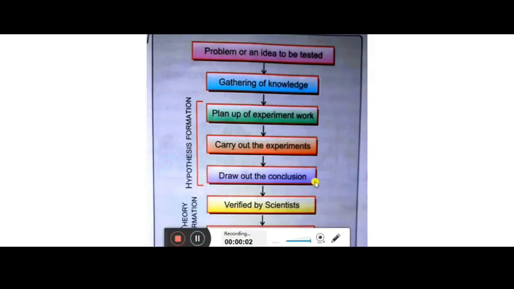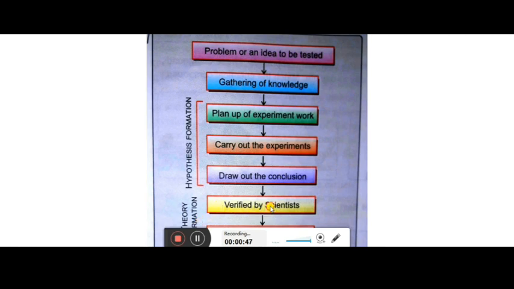Now children, here you see in your book this picture is given, and in there the steps are given. First one is identifying the problem or an idea to be tested. Then second is the gathering of knowledge. And then third is the formation of hypothesis. Under this formation of hypothesis is planning of experimental work, then carrying out the experiments and drawing the conclusion. This is before the experiment, this is during the experiment, and this one is after the experiment, whatever findings you are getting, and then there will be theory formation.